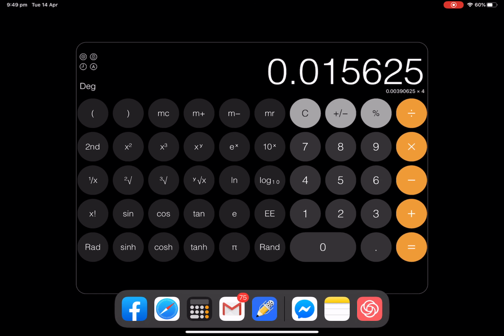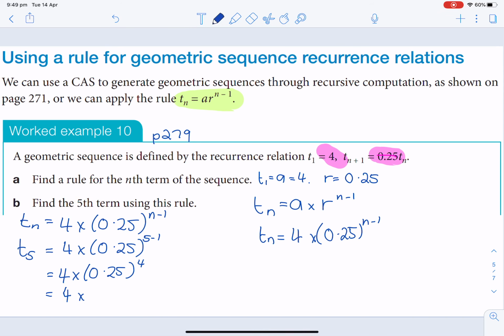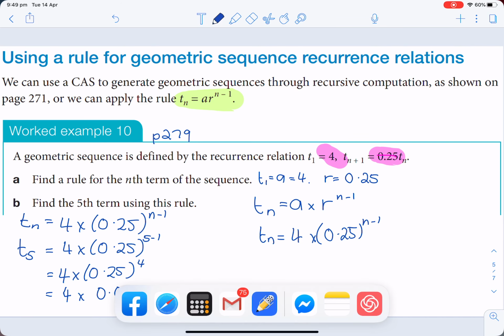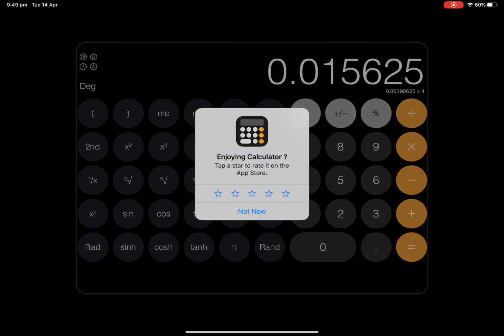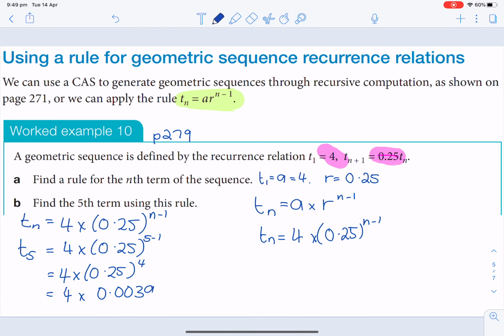All right. 0.0390625. So it's 4 by 0.0390625, multiplying them together, and I get 0.015625. Now it doesn't actually specify how many decimal places I need. So in order to get a number, I put in as many as I can.